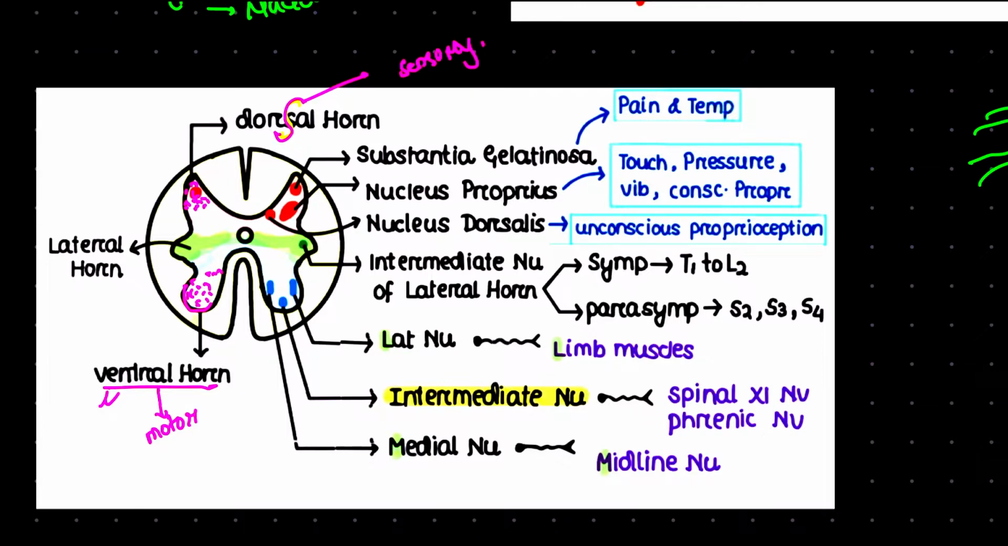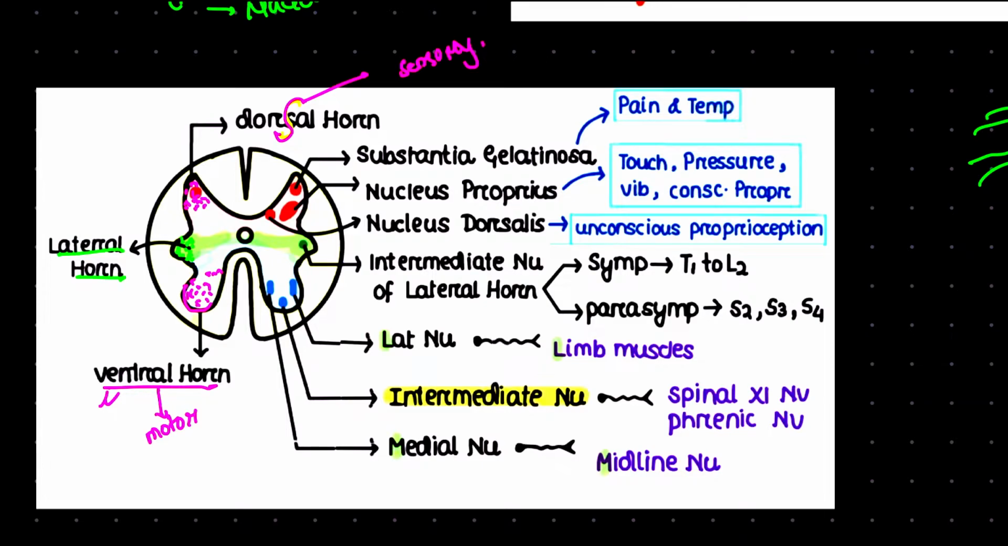Okay, now talking about the lateral horn. Now what about this lateral horn? The lateral horn is present on the lateral sides of our spinal cord, and what it is doing is carrying sympathetic and parasympathetic nerves. That means they are carrying autonomic nerves. Okay, that means from this lateral horn, parasympathetic and sympathetic nerves will come out.